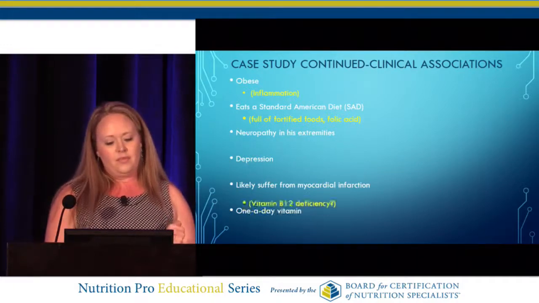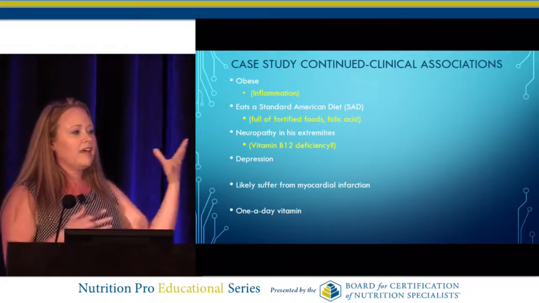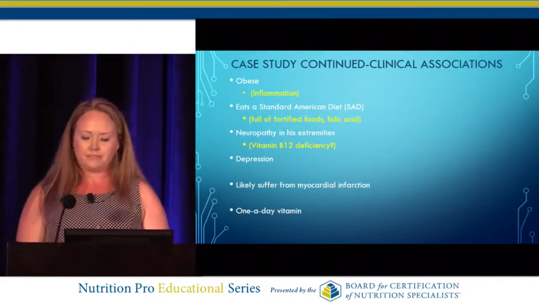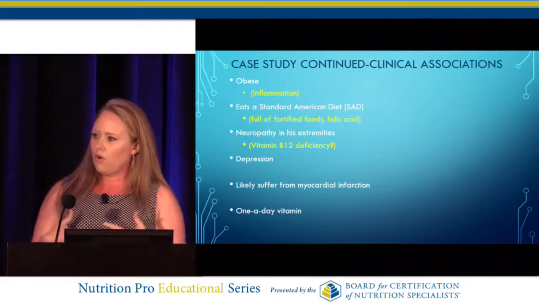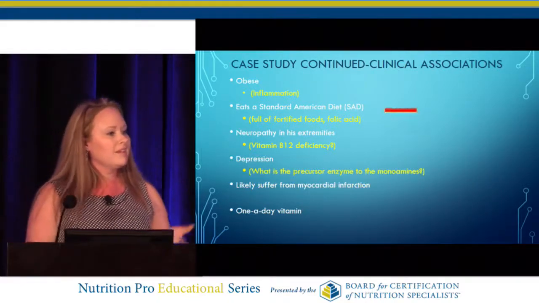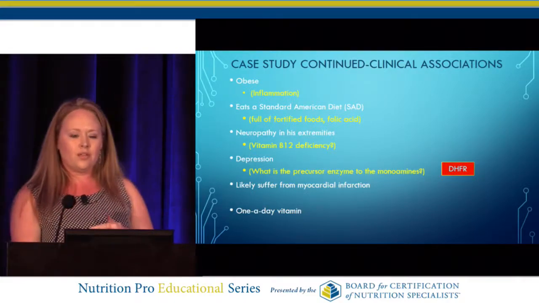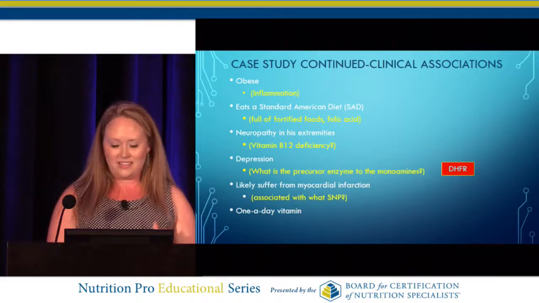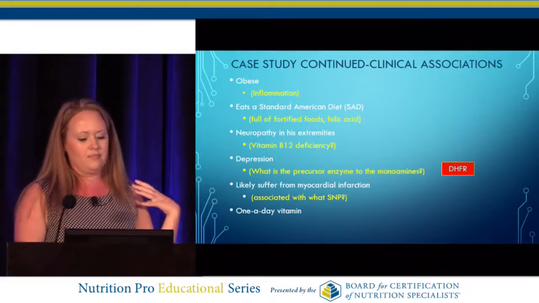Folic acid. He has neuropathy in his extremities, so we're automatically going to start thinking again about diabetes and possibly B12 deficiency. Now he's depressed. How are we going to connect that into what we're looking at? Well, there is a precursor to the monoamines, and again, that's DHFR. Remember, he's eating lots of folic acid, and down here we'll talk about how he's also taking folic acid, so he could be lifestyle inhibiting that particular enzyme.